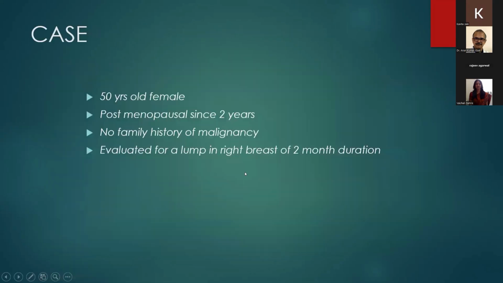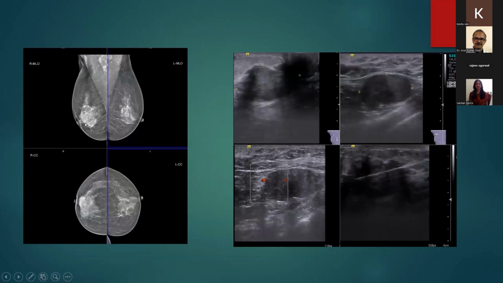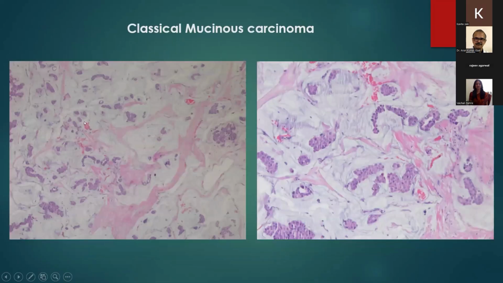So coming on to some of the rare luminal A type of breast tumors. This was a 50-year-old postmenopausal female with no family history of malignancy, and a lump in the breast since 2 months. So this was a mammogram with the lump, isoechoic mass on ultrasound. And what do we see? We see nests and strips of neoplastic cells floating in pools of abundant extracellular mucin.